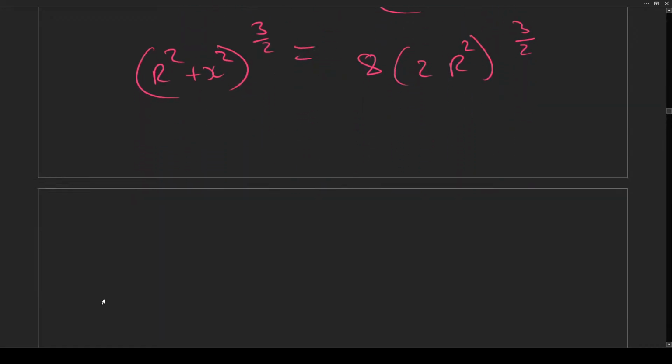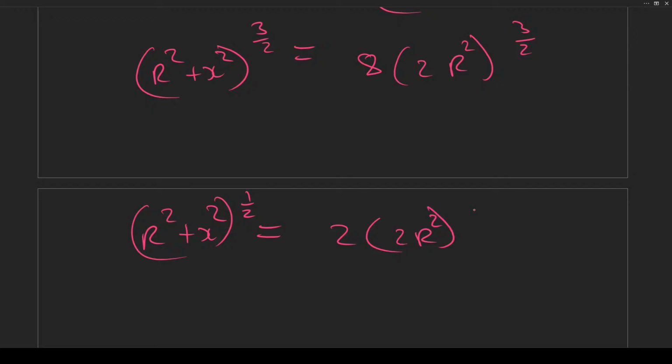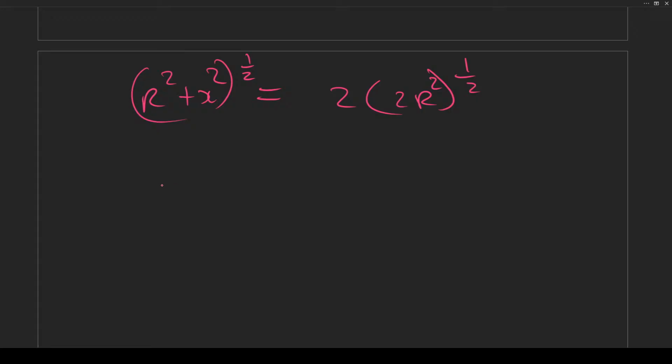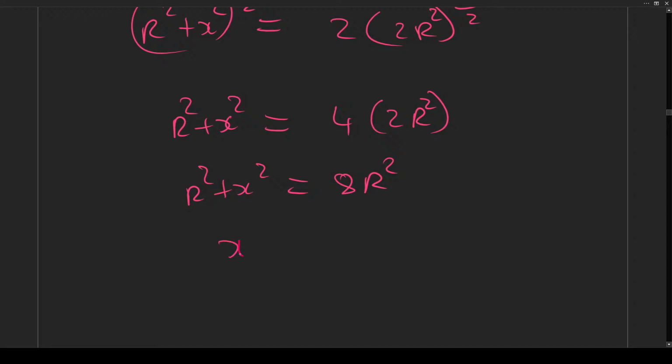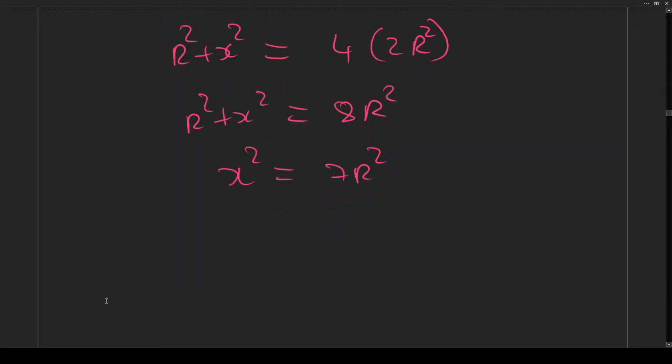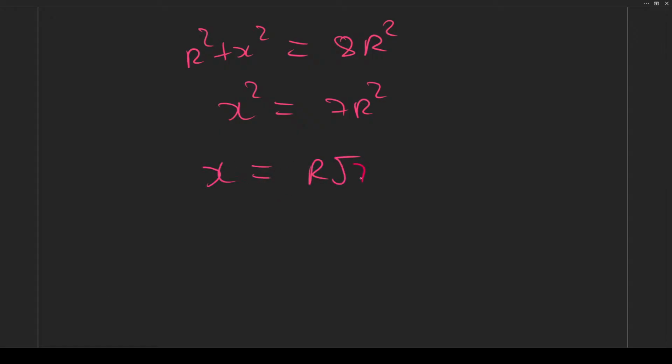Now let's take cube root on both sides. We will get (r square plus x square) whole power 1 by 2 is equal to 2 times (2r square) whole power 1 by 2, and squaring on both sides, r square plus x square is equal to 4 times 2r square, where r square plus x square is equal to 8r square, and x square is equal to 7r square, x is equal to r root 7. This is the final answer. Let's go to the next question.